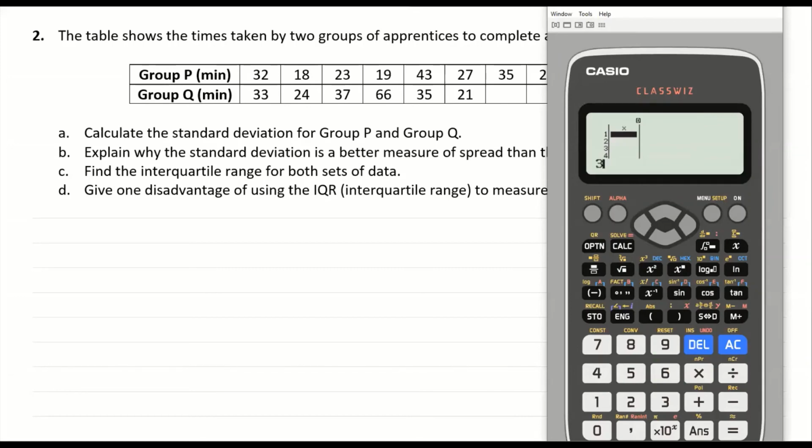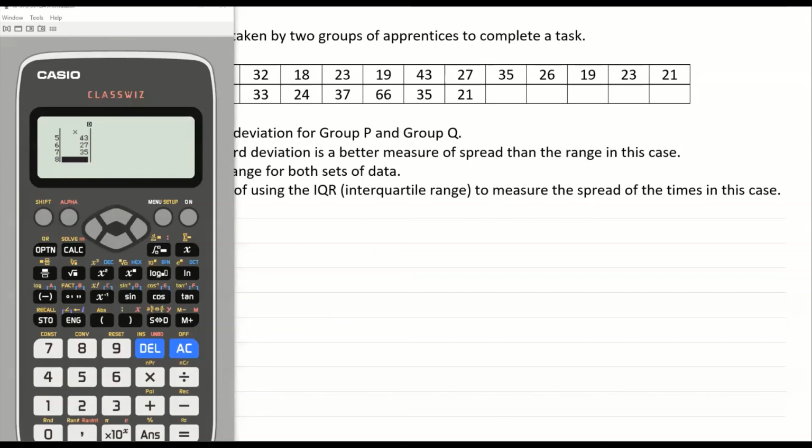So we've got 32, 18, 23, 19, 43, 27, 35. Okay, I just have to move this a little bit. 26, 19, 23, okay, 21. All right, now we've put everything into the table now.